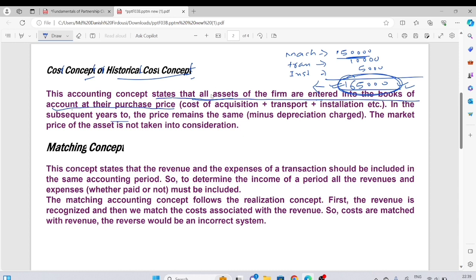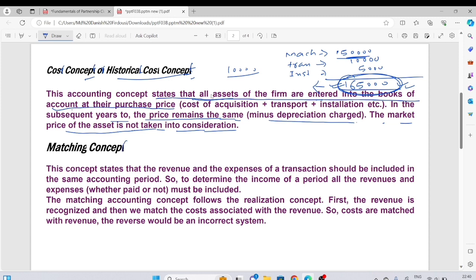In the subsequent year too, the price remains the same minus depreciation charge. The market price of the asset is not taken into consideration. Suppose you have used this machine, after a year the value of the machine will be depreciated, maybe rupees 10,000 or maybe 5,000. But here, according to this concept, you have to write the cost, how much you paid for this machine. So this concept is known as historical cost concept or cost concept.